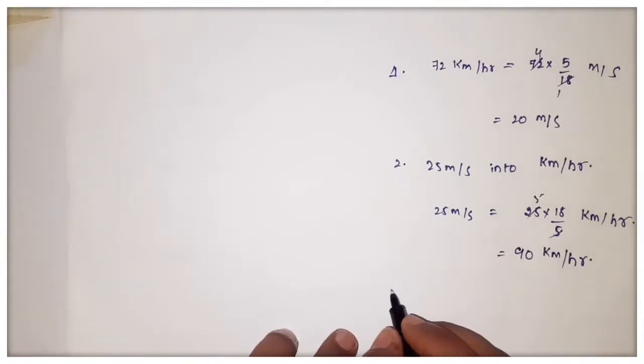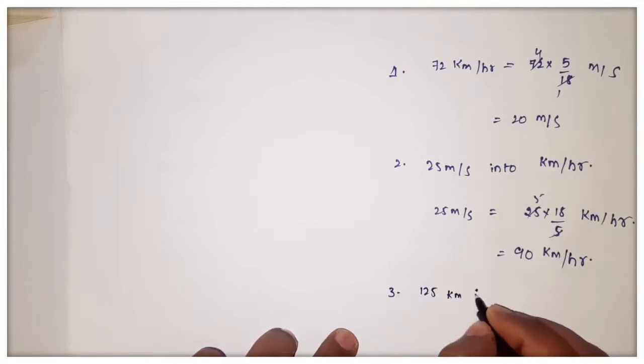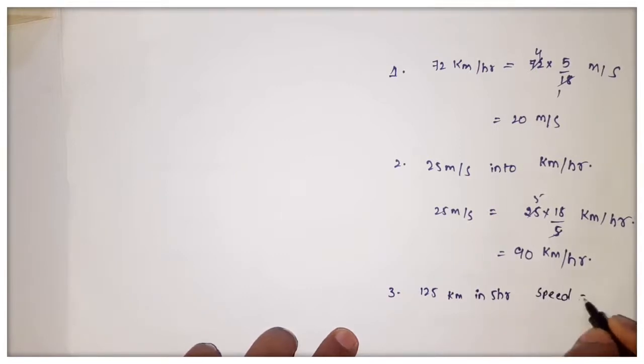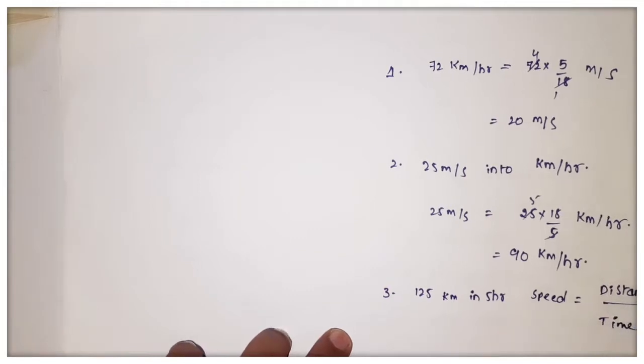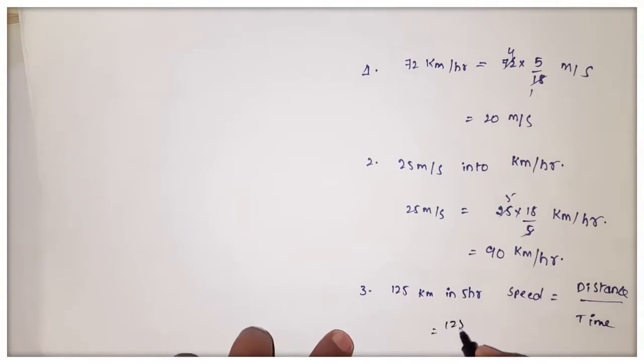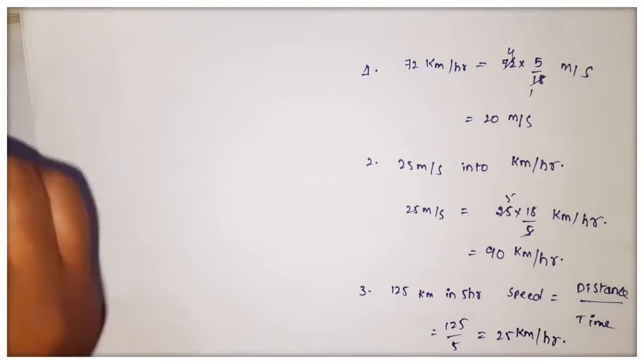And what is the third example? A train covers 125 kilometers in 5 hours. What is the speed of the train? Speed equals distance by time. So 125 by 5 is equal to 25 kilometer per hour.